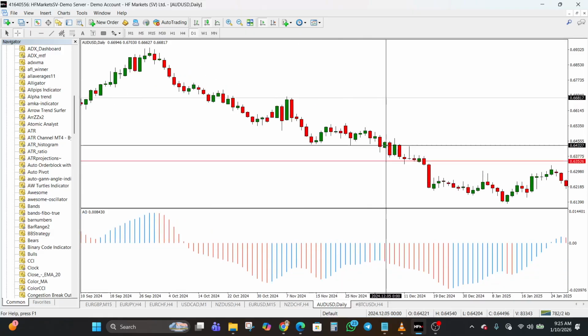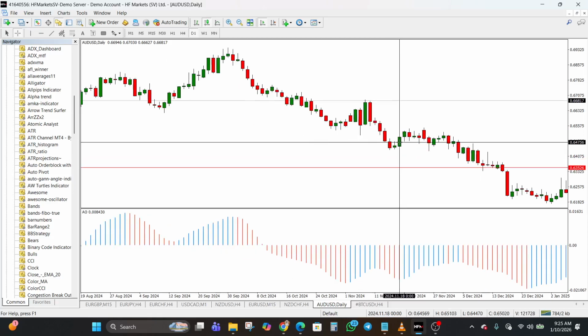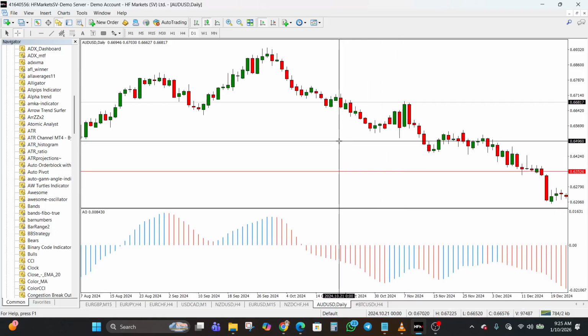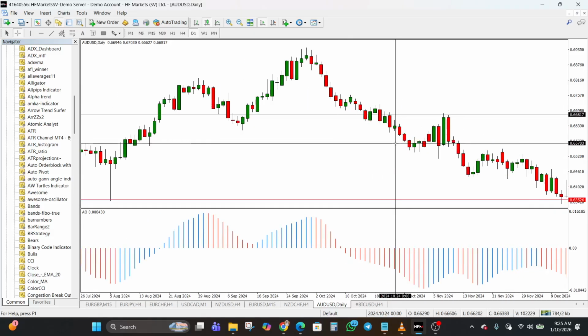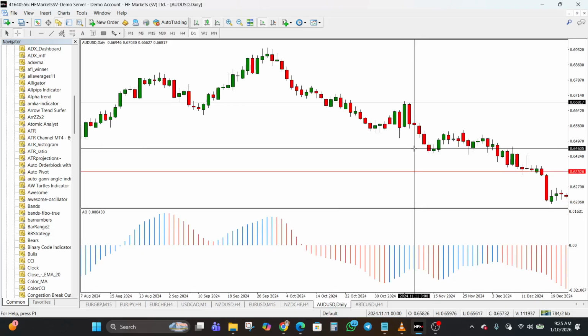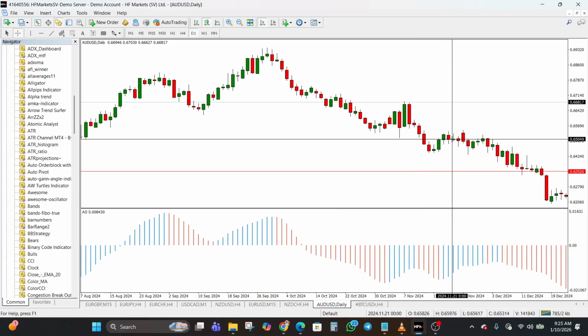sell trade. Just ensure that you pay attention to your support and resistance levels. If there is any support level between your sell trade and your take profit target, you might want to trail your stop loss just in case the price gets rejected around that support zone, and the reverse is the case for a buy trade.